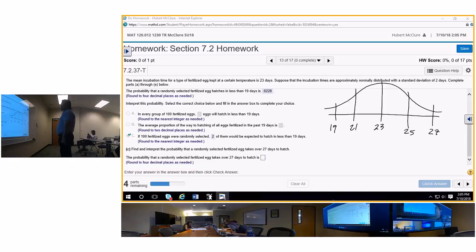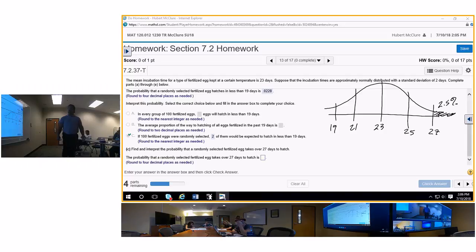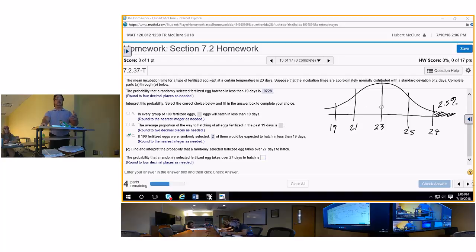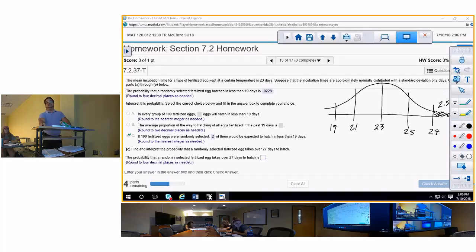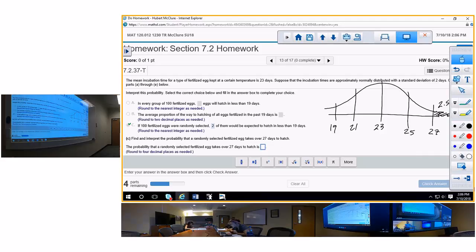And it says, find the probability that a randomly selected egg will take over 27 days to hatch. So again, 2.5% is probably going to be the same answer. Somebody give me the first answer. What was it? 0.0228? So it's going to be the same answer because I worded the question differently. One's less than and one's greater than, but it's the same answer. So you just type in the same thing. I don't know why they would do that, but maybe they're trying to get you to see something. 0.0228.